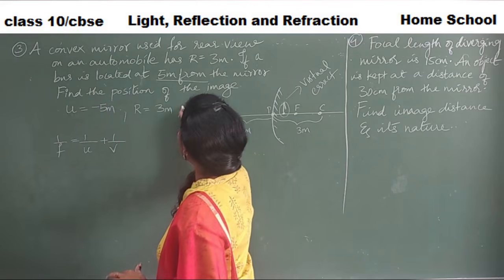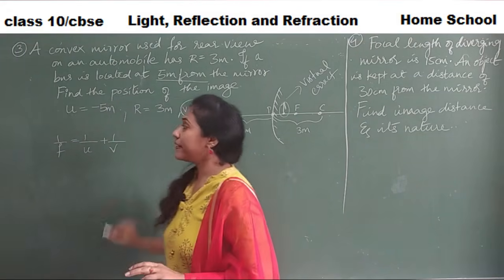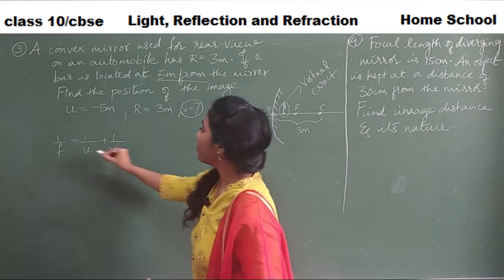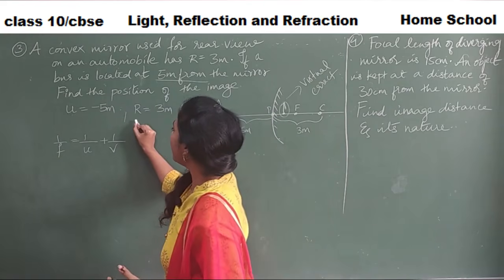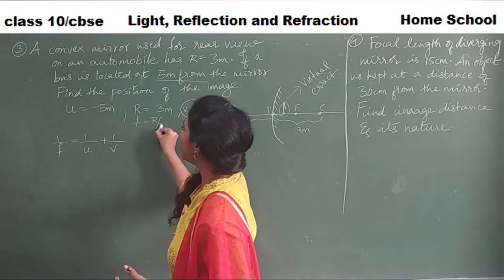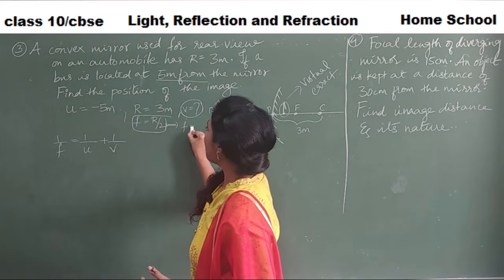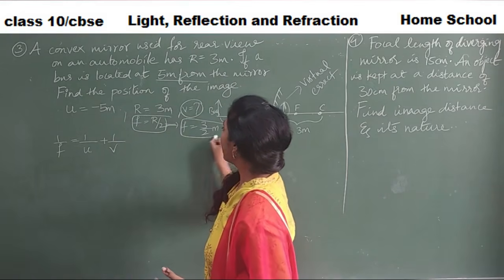Okay, so the v value they are asking. You want focal length, you don't want radius. But how do you calculate focal length from radius? Yes, so what is the formula? F is equal to R by 2, isn't it? Right? So here F is equal to R, which is 3 by 2 meter. Right?